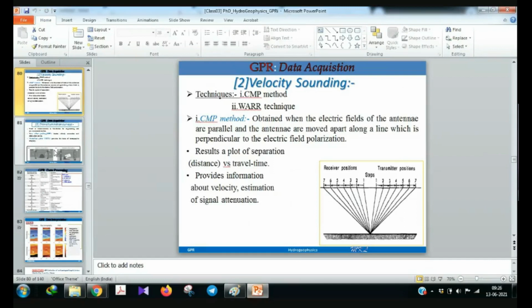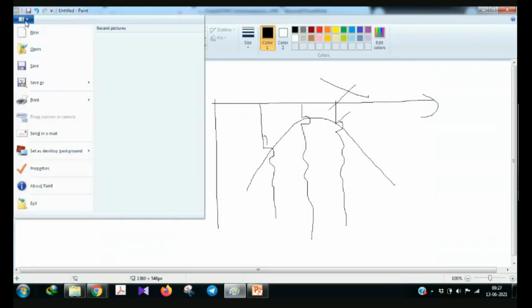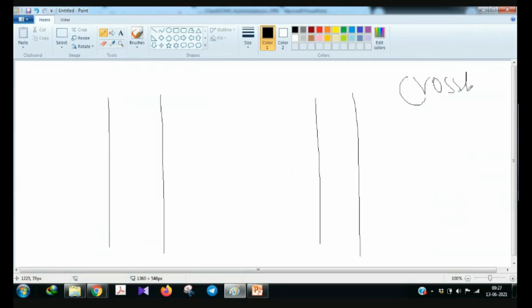And then transillumination surveys. Transillumination surveys are generally done in boreholes for engineering and environmental studies. This is also a famous GPR investigation, and it could be done with transmitter and receiver like this. You can do it with several transmitters, or one transmitter and one receiver coil. We generally do this method in downhole seismic conditions. So you have two boreholes. It's called the cross hole technique.